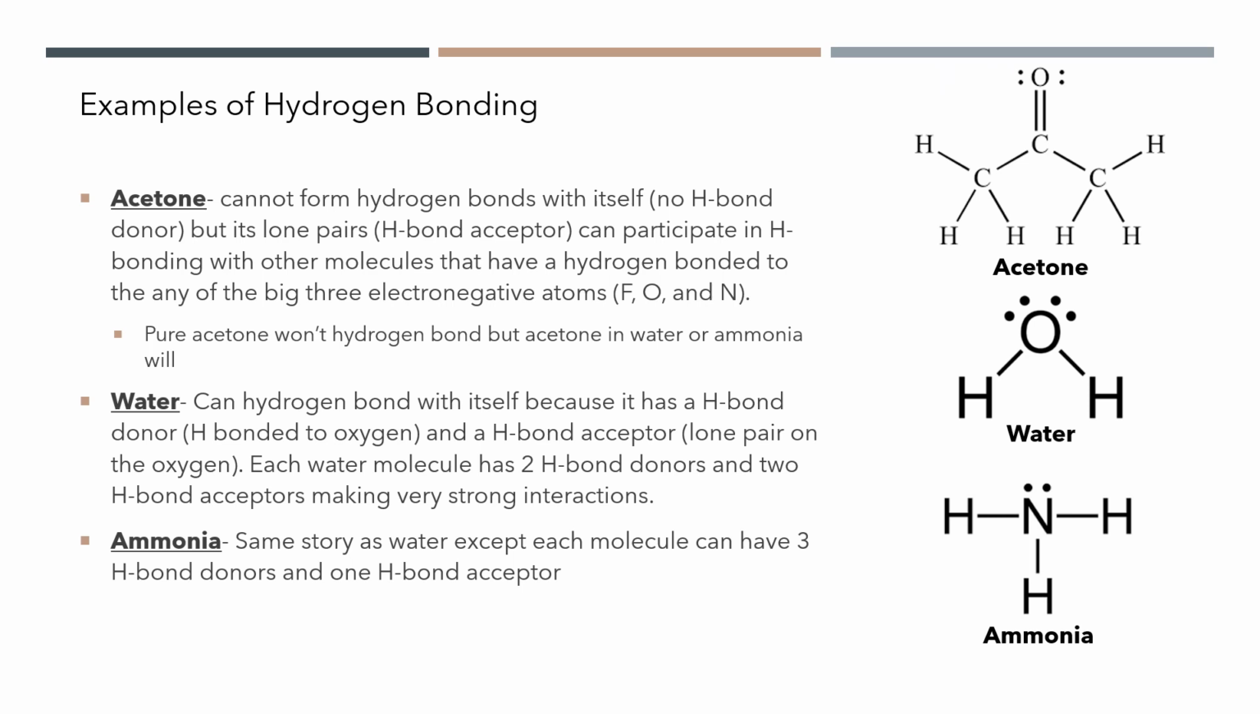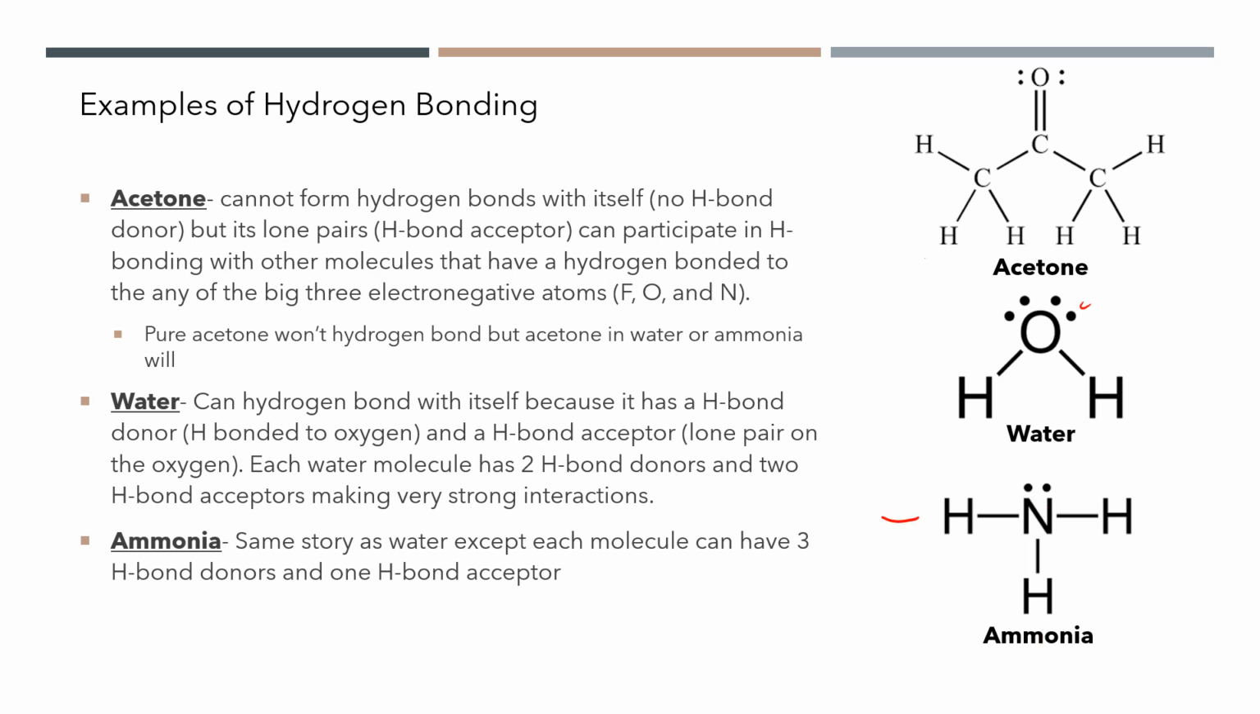So water is actually capable of donating two bonds at a time and receiving two at a time, so it can technically participate in four at a time. It's likely not going to participate in exactly four, but it is capable of doing that. And then ammonia, same here. You can have three donors and one acceptor.